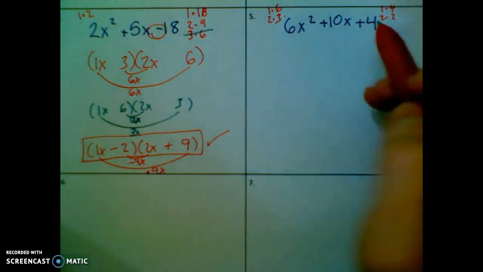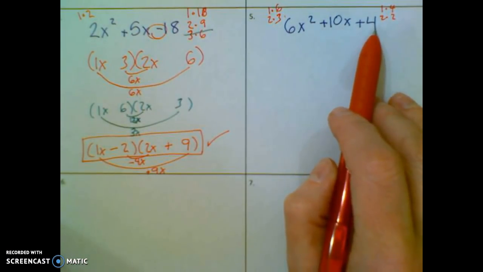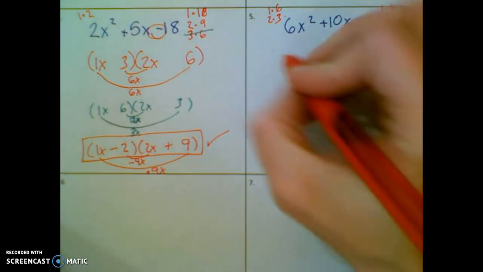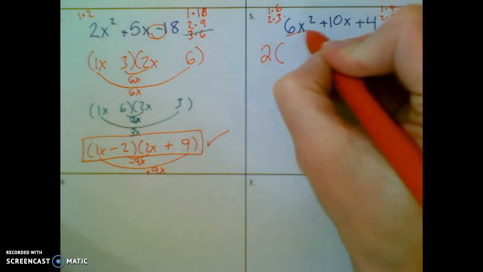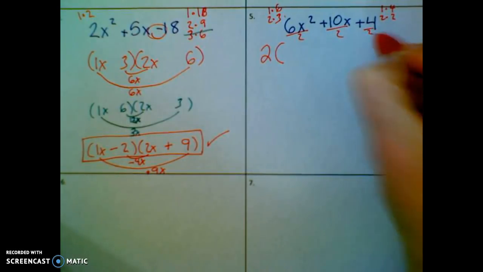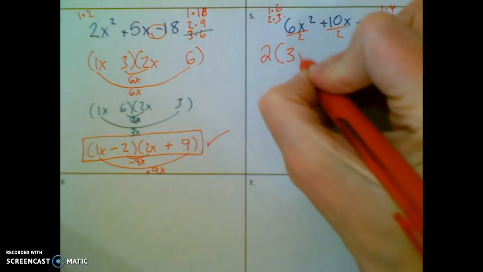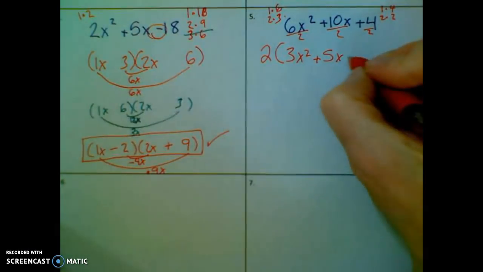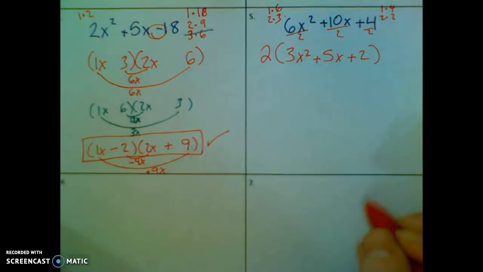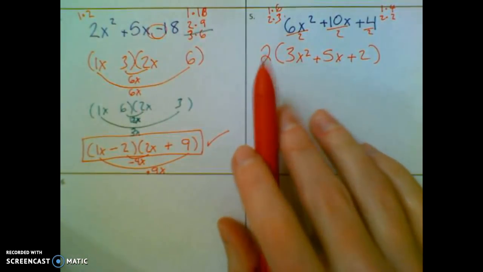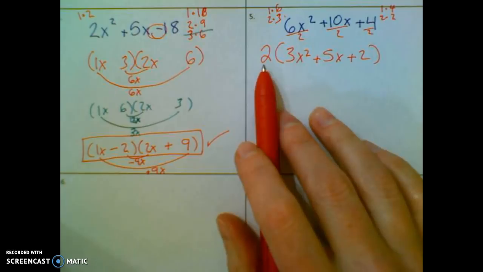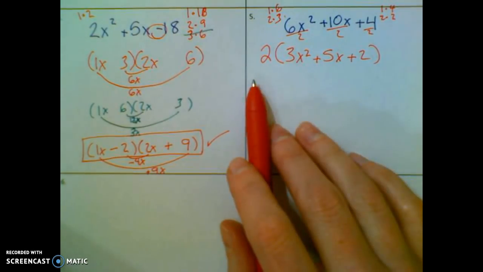So going back to GCF, what goes into all these terms? Well, this is 2 times 3, 2 times 5, and 2 times 2. So 2 goes into all of them. Well, this divided by 2 across the board gives me a 3x squared, a positive 5x, and a positive 2. So I've factored across the board. This 2 is just going to hang out till the very end. We're just literally going to bring him down with us till the very end.